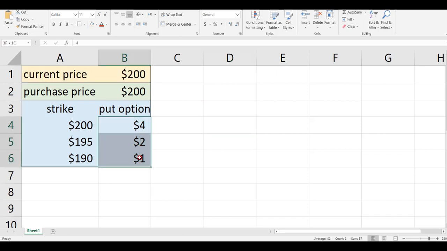Now this is the value of the put option if the current price is $200 and there are 30 days to go until the expiration of this contract. But if the stock drops, then this insurance will go up, of course. The value of these put options will go up.